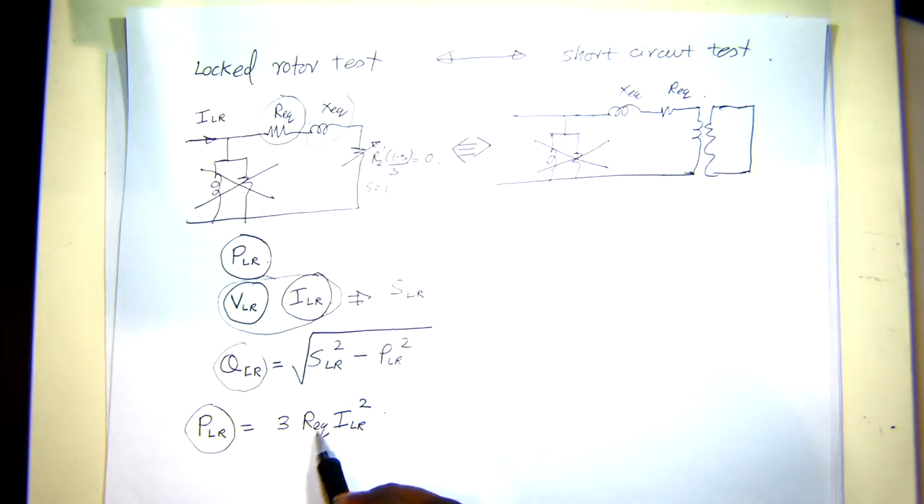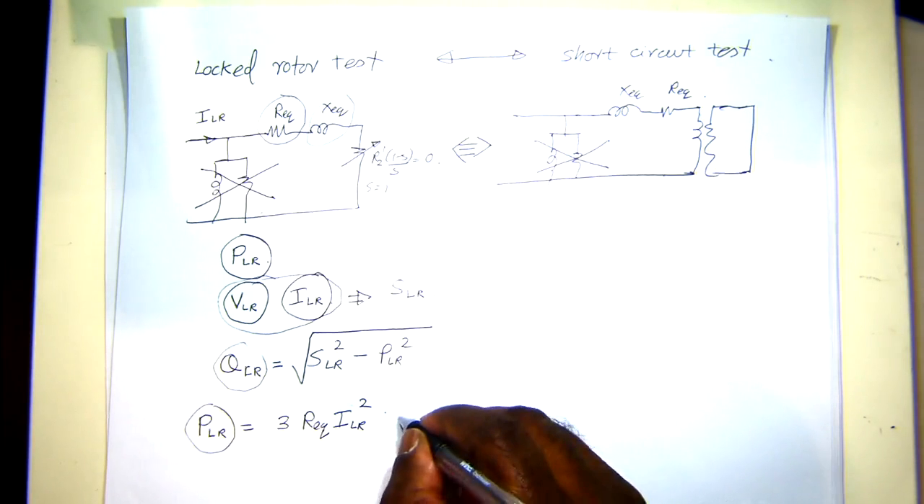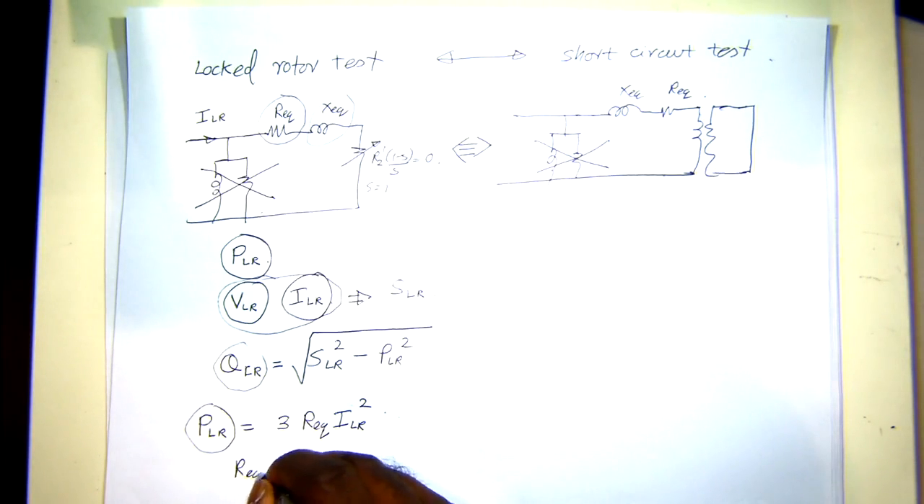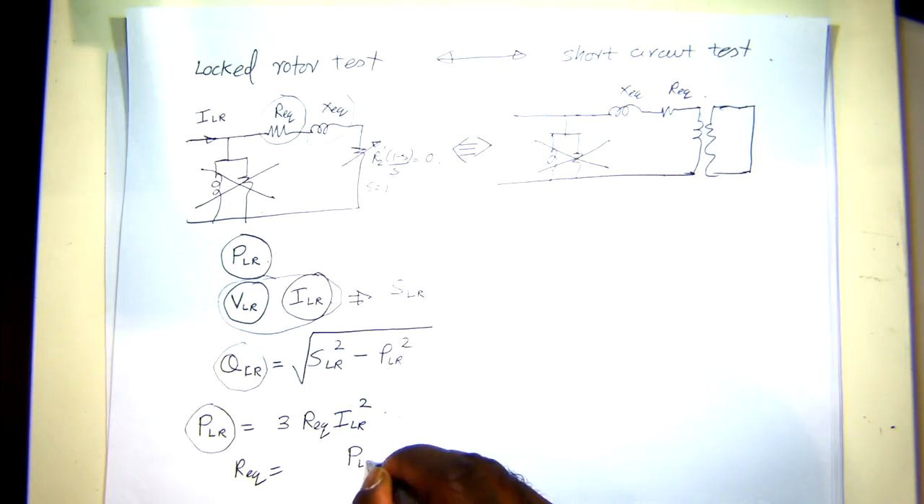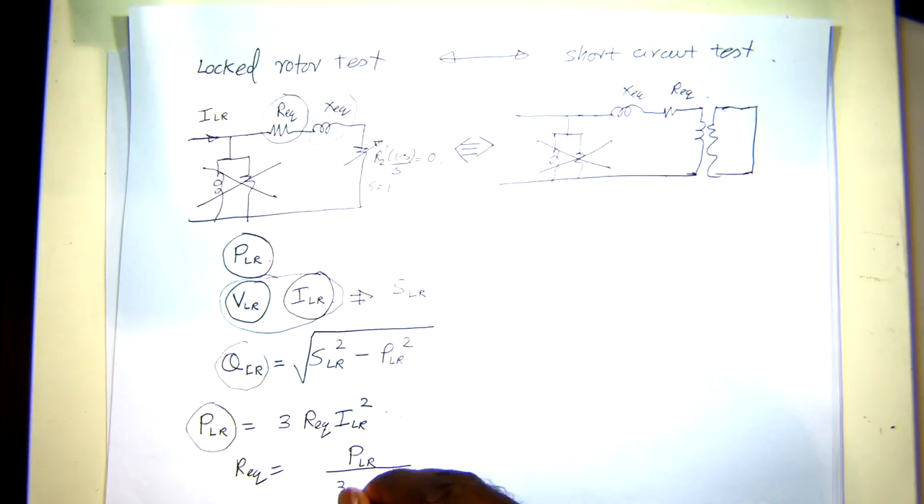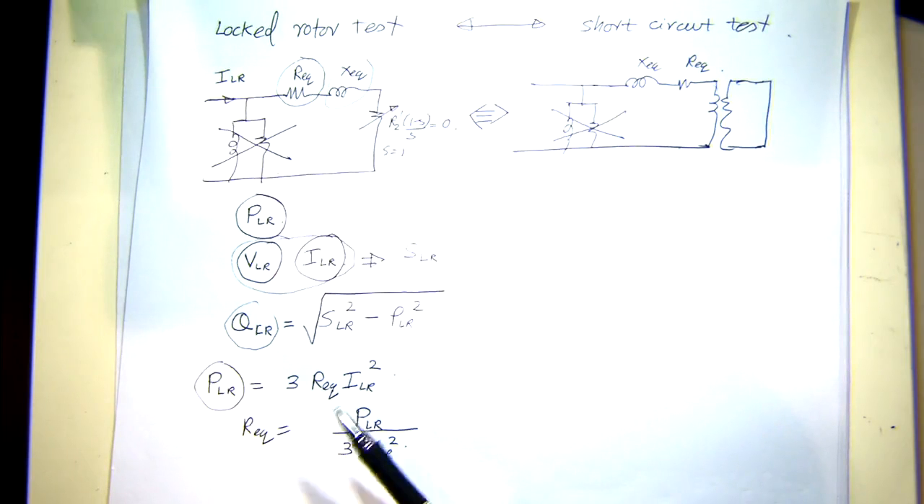We've measured this, we've measured the current as well. So then you can figure out the resistance R EQ from that lock rotor test. So R EQ will be P lock rotor divided by 3 times I lock rotor squared. Mind that this has to be the total 3-phase power. If you measure per phase power, then you don't have the 3 here. So it depends on the circumstance.